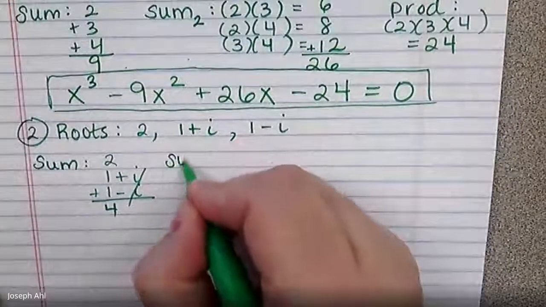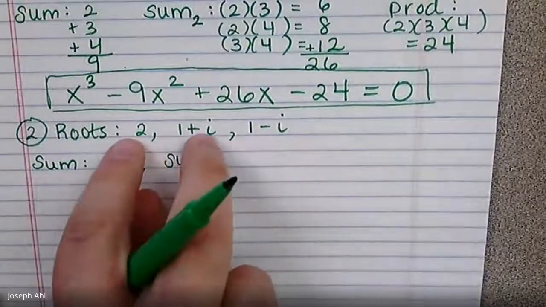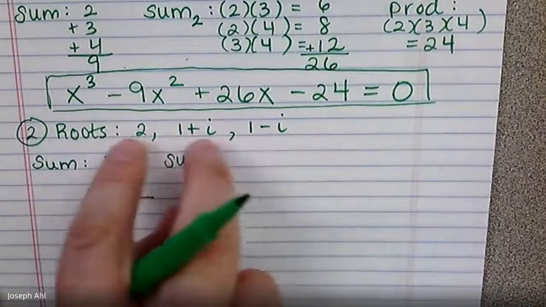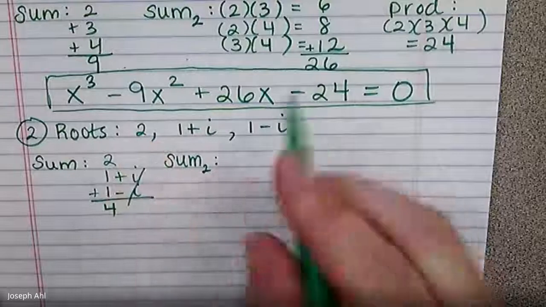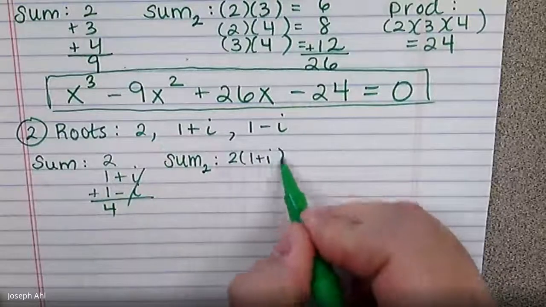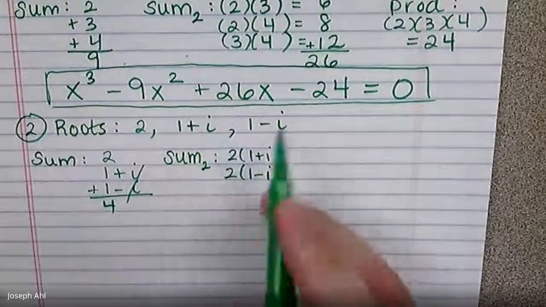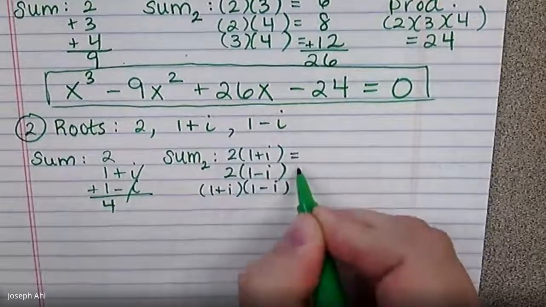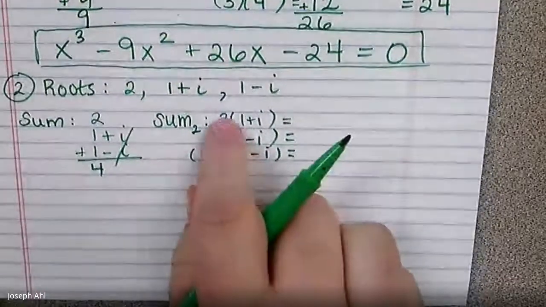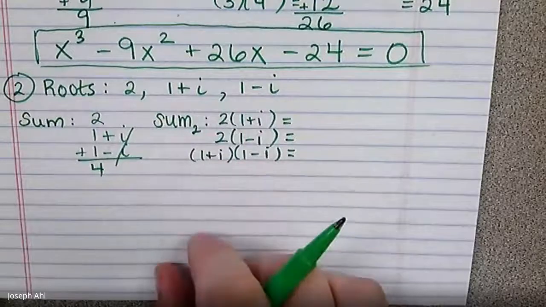Let's talk about that sum 2 at a time and what that looks like. We've got to think about finding products of pairs of roots. We're going to take the products 2 at a time and then find that sum. So 2 is going to get multiplied by 1 plus i. 2 is going to get multiplied by 1 minus i. And the last pair is 1 plus i times 1 minus i. Here are the roots 2 at a time. We're going to find the sum of those products 2 at a time.